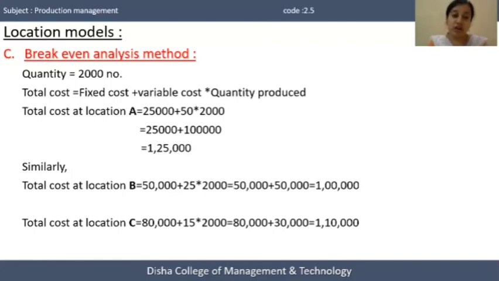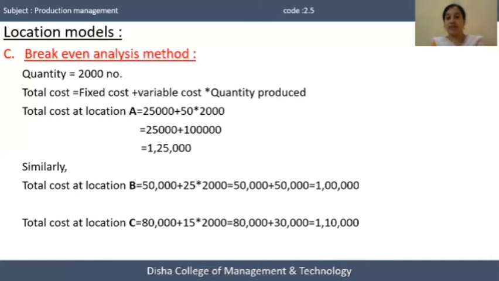So the total cost of location A equals fixed cost 25,000 plus 50 rupees into quantity produced equal to 2,000. So the total cost at location A equals 1,25,000. Similarly, he calculates the total cost at different locations. Total cost at location B equals 1 lakh. Total cost at location C equals 1,10,000.